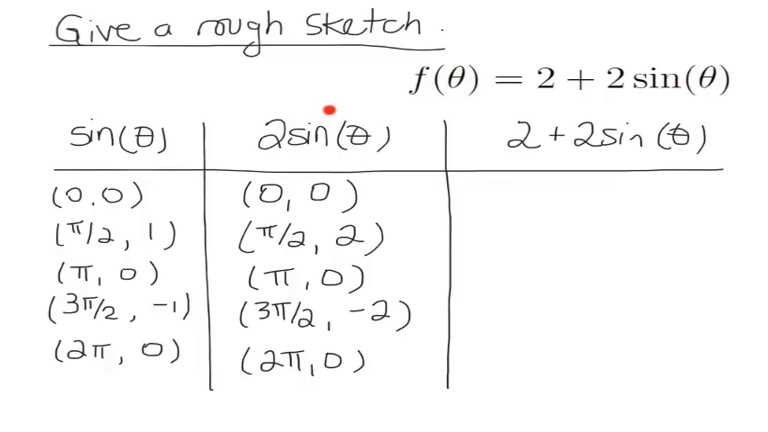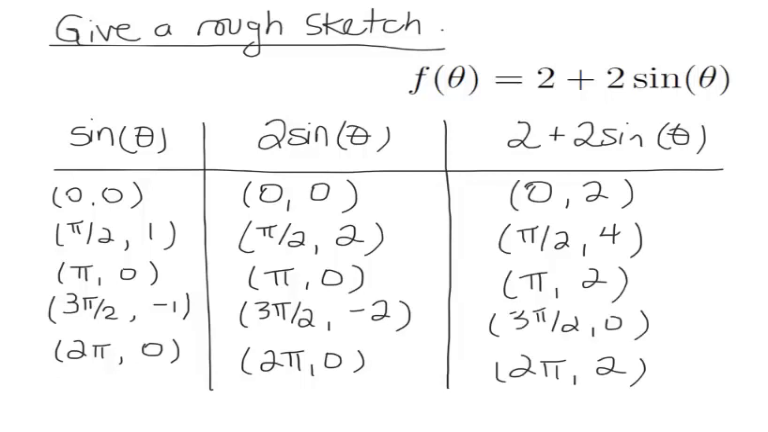Finally, our last step will be to move from column 2 to column 3. And the difference between these two functions is the addition of the number 2. So this second number 2 here has the effect of shifting our function up 2 units in the y direction. In other words, we're going to add 2 to all of our y values to get our final column. And that's going to give us the following 5 points: (0, 2), (pi/2, 4), (pi, 2), (3pi/2, 0), and (2pi, 2).